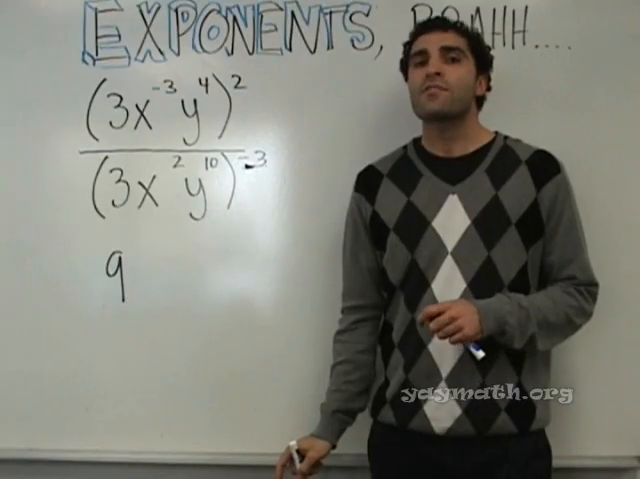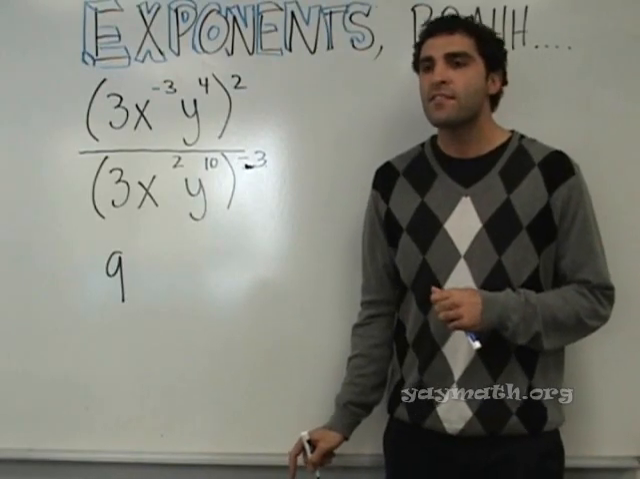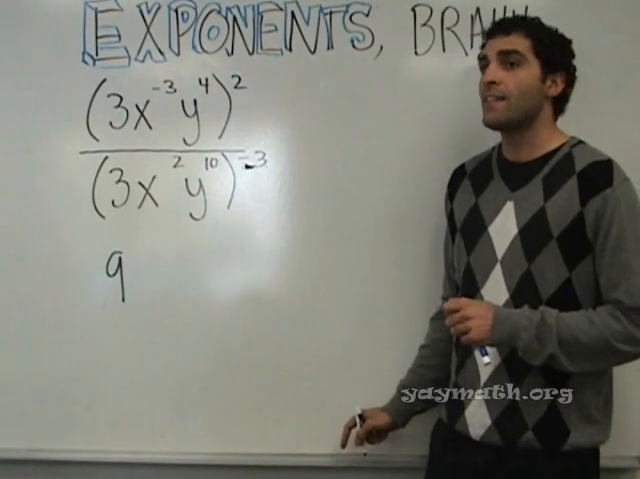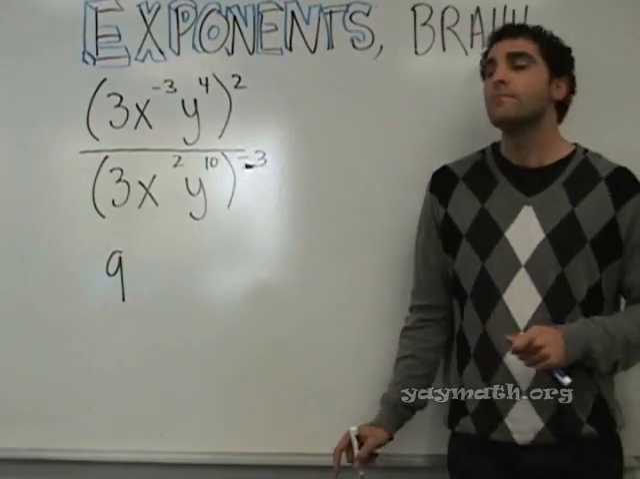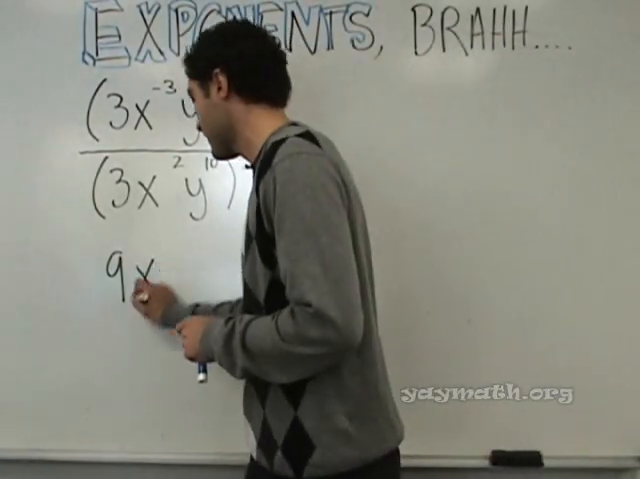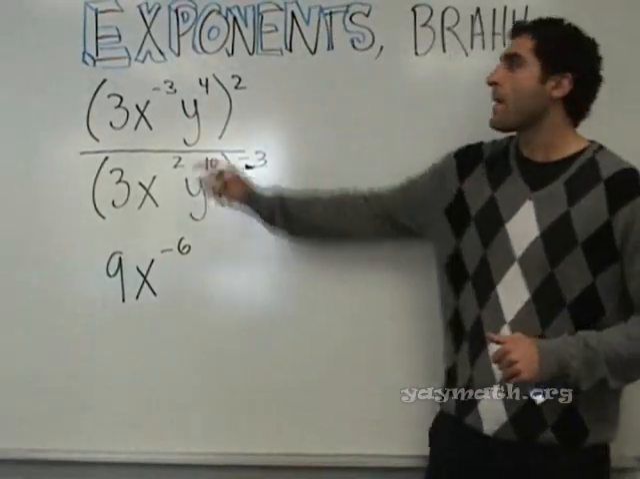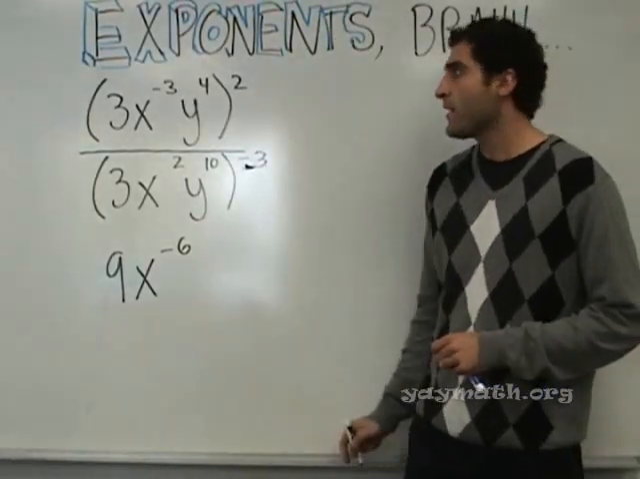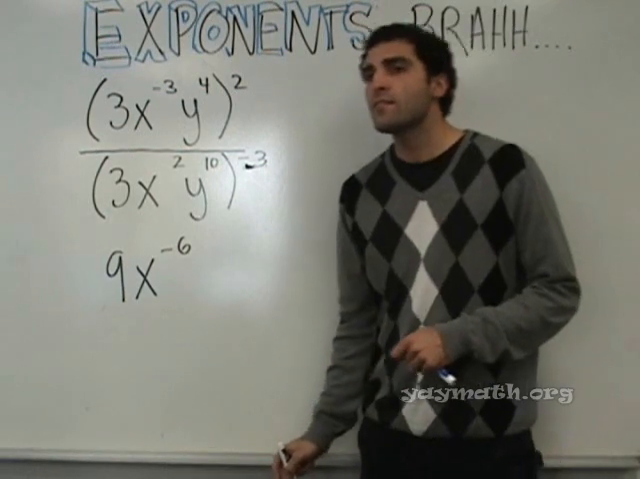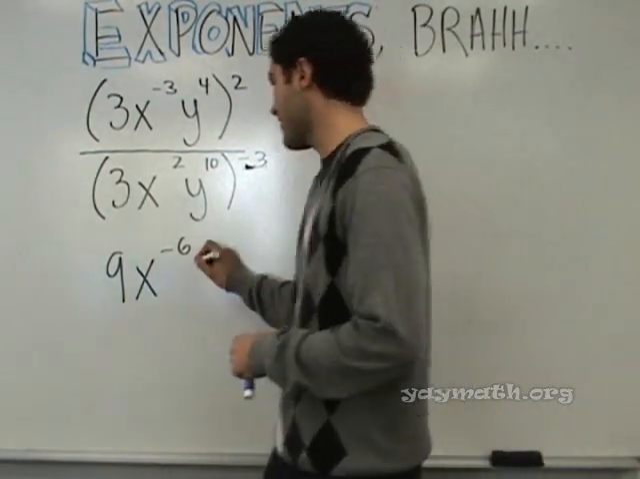What do we do with powers to powers? What do we do with exponents? Multiply. x to the what? Negative 6. Powers to powers, we multiply. Y to the 8. Good job.